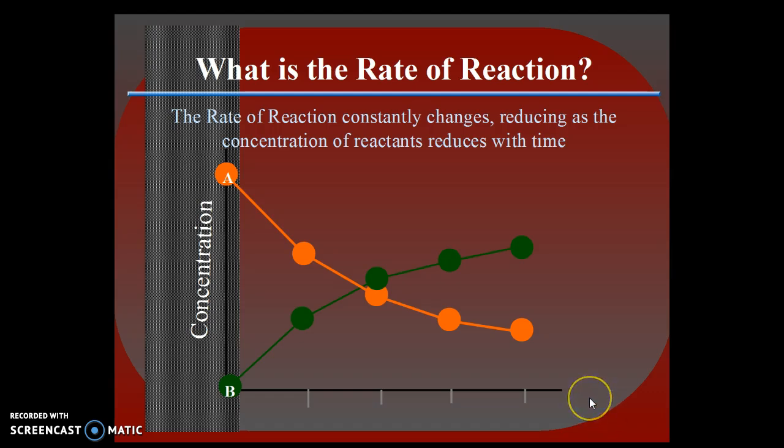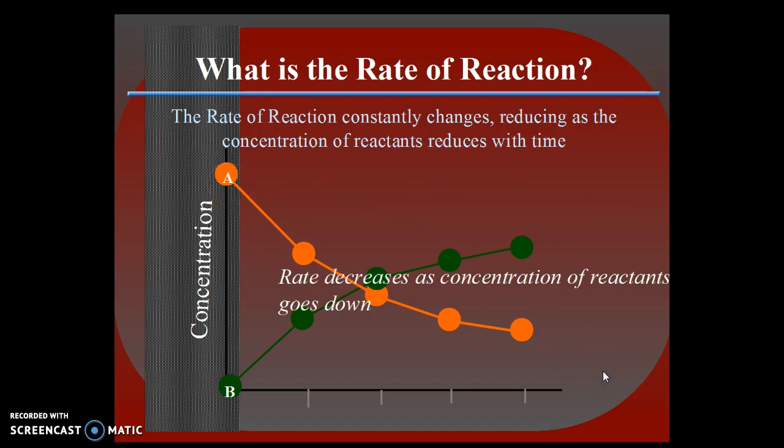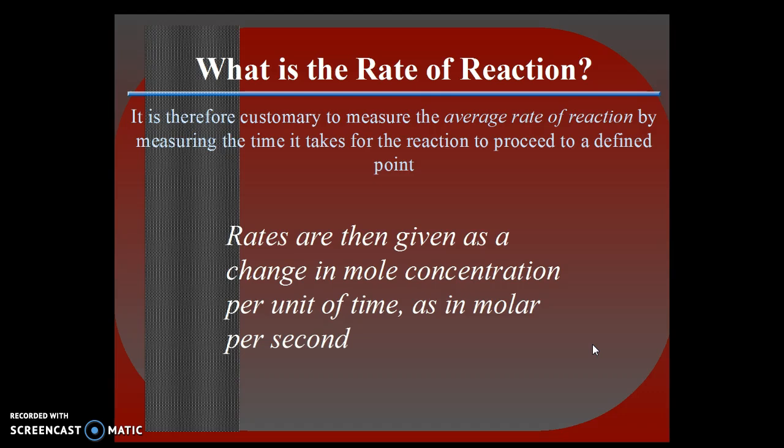The rate of reaction is constantly changing, reducing as the concentration of reactants reduces with time. The fastest rate is when the concentration of reactants is the highest, right here at the beginning of the reaction. As the concentration of reactants goes down, the rate goes down. It's therefore customary to measure the average rate of reaction by measuring the time it takes for the reaction to proceed to a defined point.